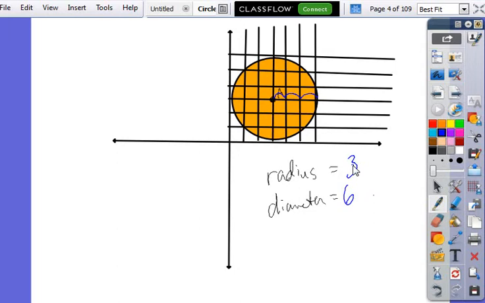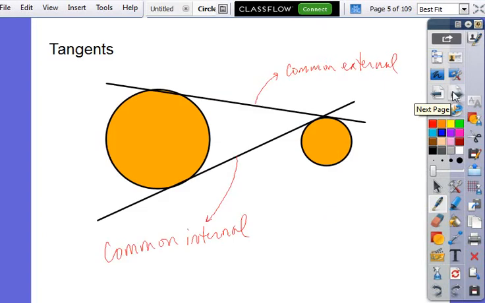So if you know one or the other, you automatically can find the other one. If I said the radius is 5, the diameter would be 10. If I said the diameter is 12, the radius would be 6. Any questions there? If you know the radius, you got the diameter. If you know the diameter, you can find the radius. All right. Get that one copied down.